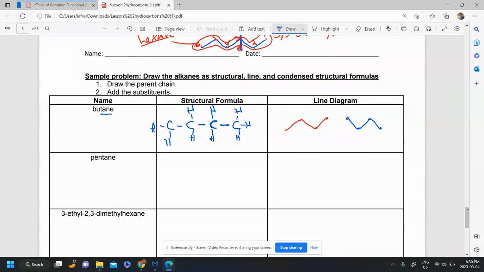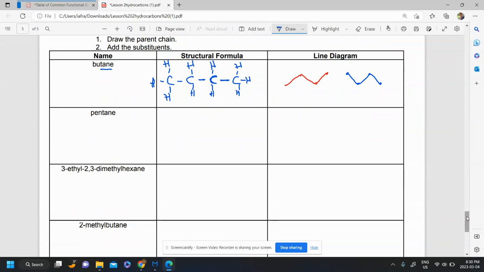And it makes sense. The ones at the ends will usually need 3 in alkanes, and then the ones in the middle will usually need 2 because they already have an extra carbon from the neighboring carbons next to it. So there is butane drawn as a structural formula. So you can try the next one, pause the video, try it, and then unpause and see if you're on the right track. So as we're taking up, we'll start with the line diagram first.